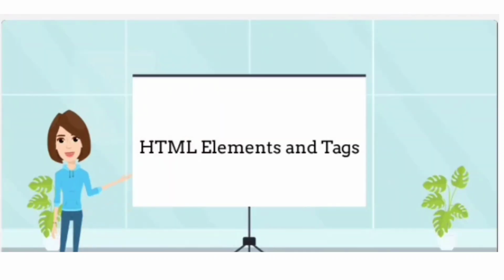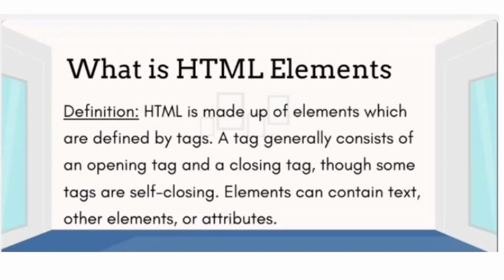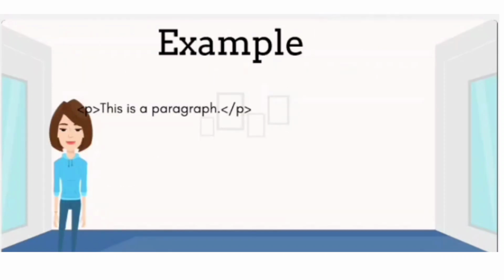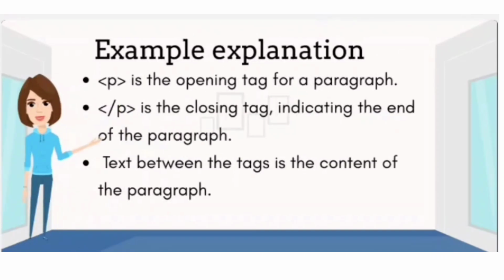Next topic is HTML elements and tags. What is HTML elements? HTML is made up of elements which are defined by tags. A tag generally consists of an opening tag and a closing tag, though some tags are self-closing. Elements can contain text, other elements, or attributes. Let's see the example here. Here is the example explanation.